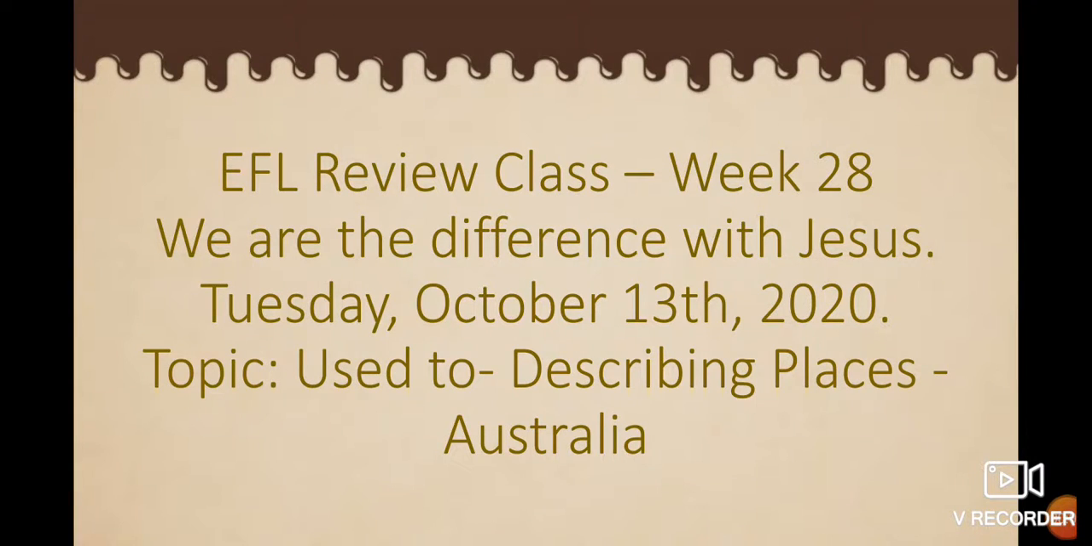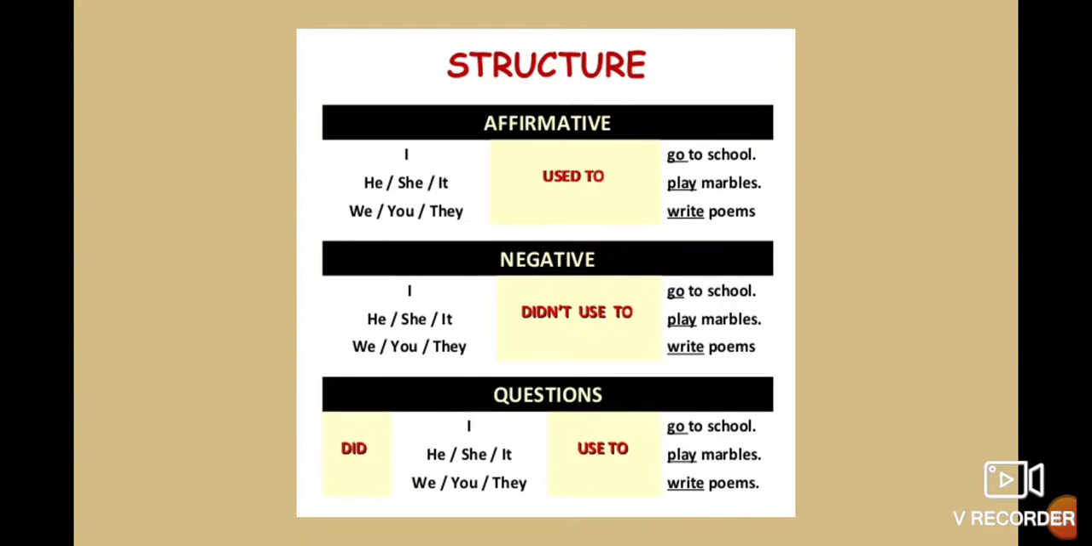4B. Okay, we are in EFL review class. We are on week number 28. Today is Tuesday, October 13, 2020, and the topics that we review today are used to, describing places, and also Australia. Let's start. Okay, first one we start with the use of used to.